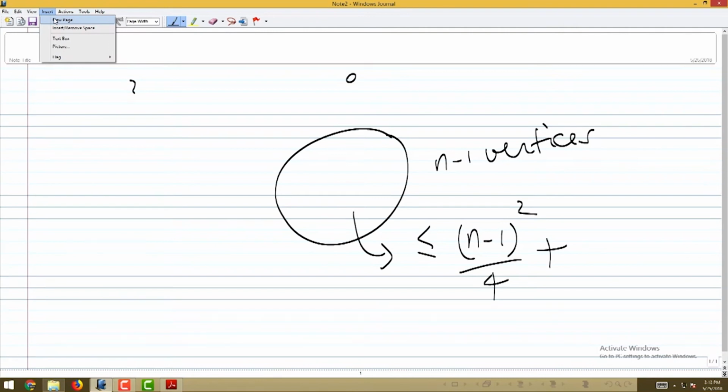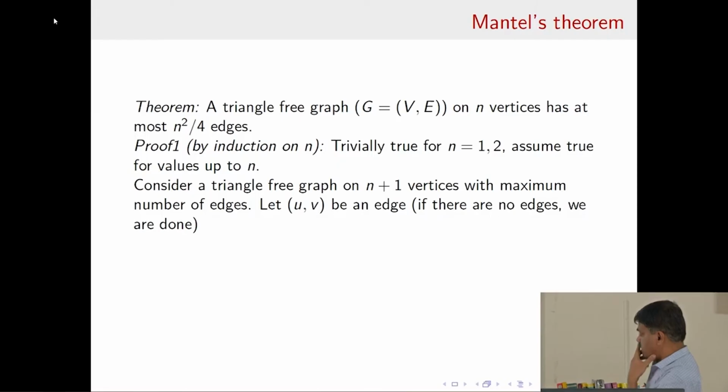So the simple trick here is something very useful. You do not delete one vertex, you delete two vertices, and you delete two vertices which are adjacent, and then you get some handle on it and you can do something. Now, we have considered a triangle free graph on n plus 1 vertices. Suppose this is a graph with the maximum number of edges, because I want to show that the maximum number of edges possible is at most n square by 4. So look at a graph on n plus 1 vertices with maximum number of edges, it is triangle free. Now I pick a pair of points such that they are adjacent in the graph.